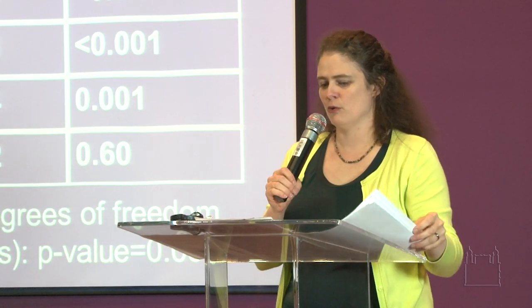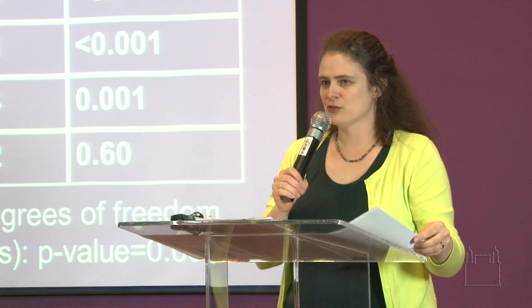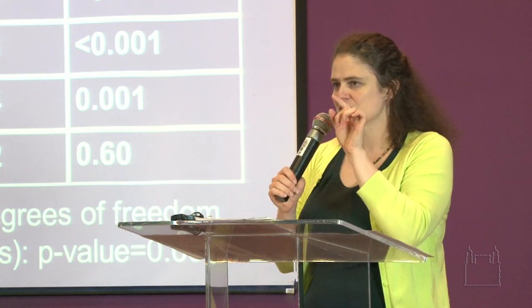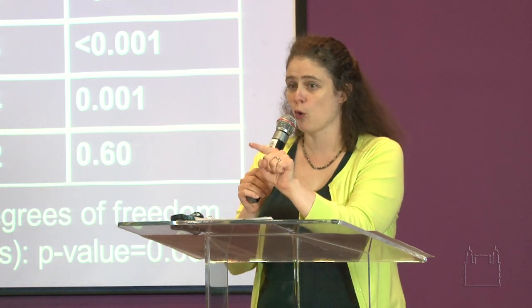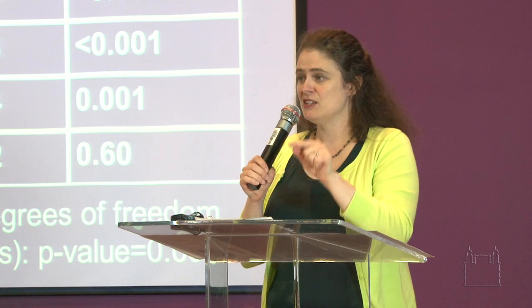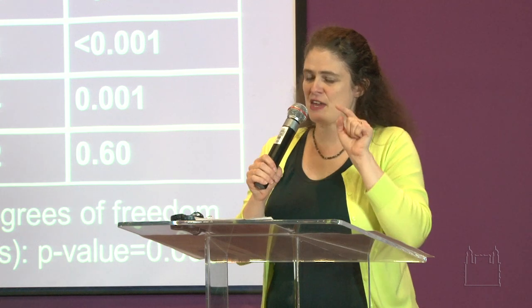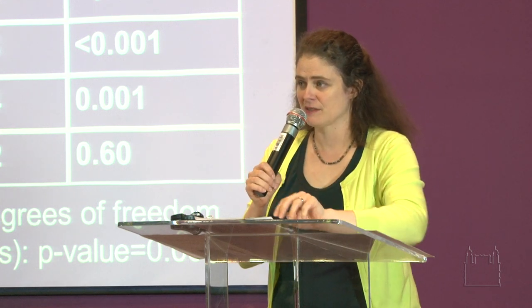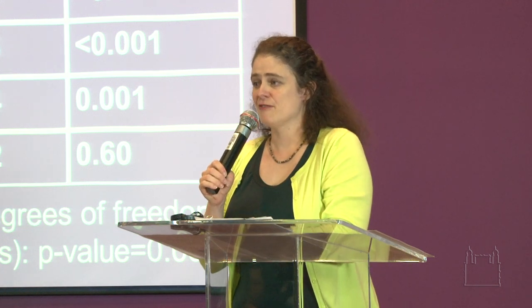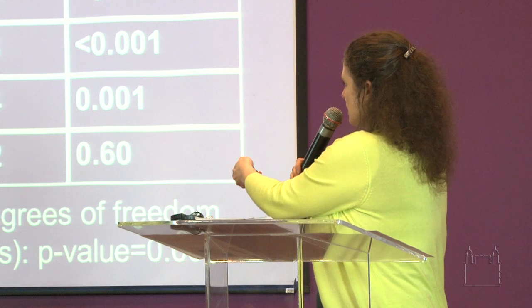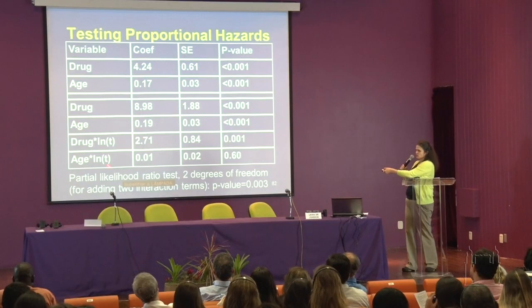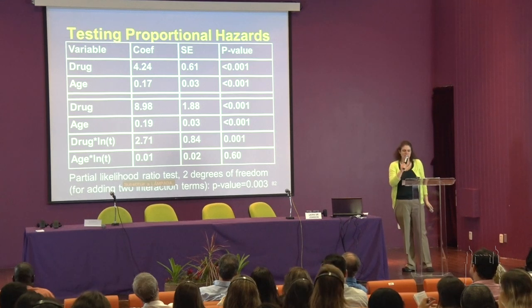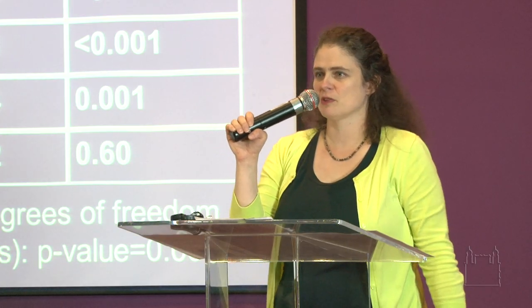What you need to know is sometimes the hazards are not proportional. So if somebody says in their paper they used Cox proportional hazards, you need to make sure it also says in the paper that they tested to see if they met the proportional hazards assumption. There are 3 ways they could talk about doing that. You need to know that they tested that they could use it. And if they couldn't use it, they need to be using the bigger model. They need to be interpreting things with time involved. If not, you end up on the front page of the news with COX-2 inhibitors.